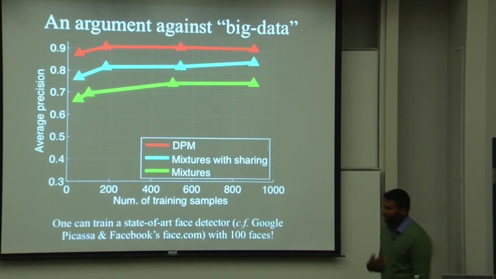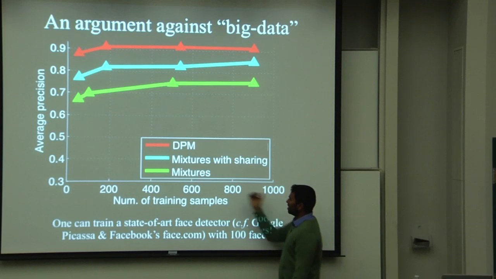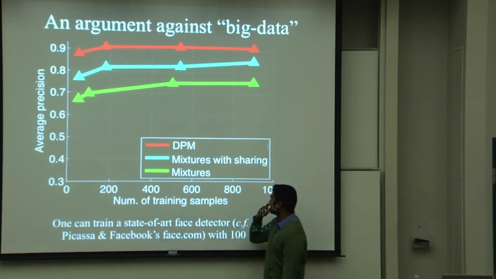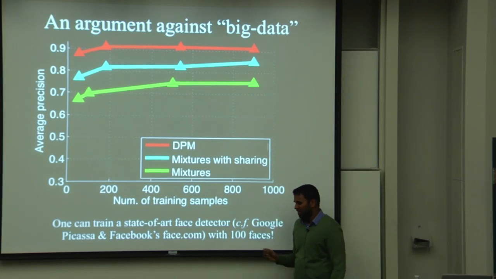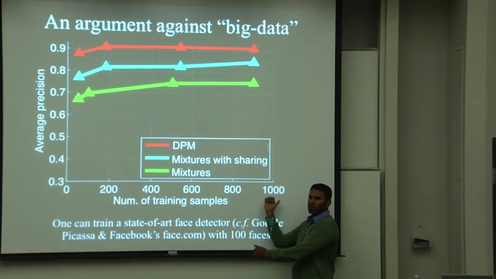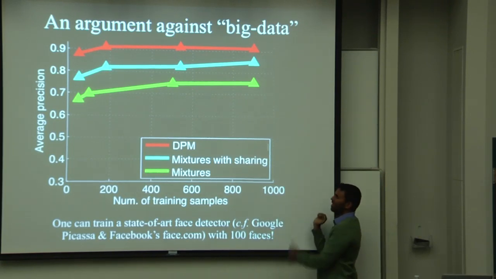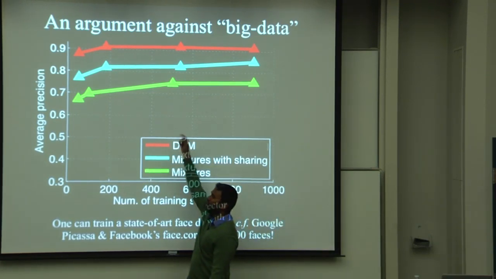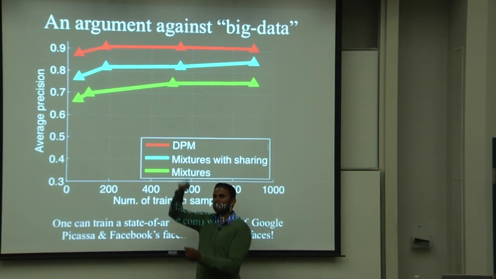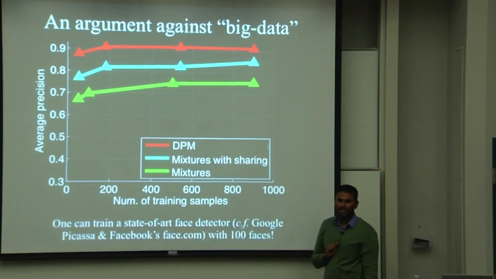Okay, so I think about this as an argument against big data. We started this project actually trying to collect more training data and seeing, you know, drink the big data Kool-Aid, as in we wanted to see what it would give us. And we struggled with this for a long, long time. What this suggests to me is that rather than increasing the data, if we think about better models, we can do much better. We get bigger jumps than we could by increasing the data another factor of 10.